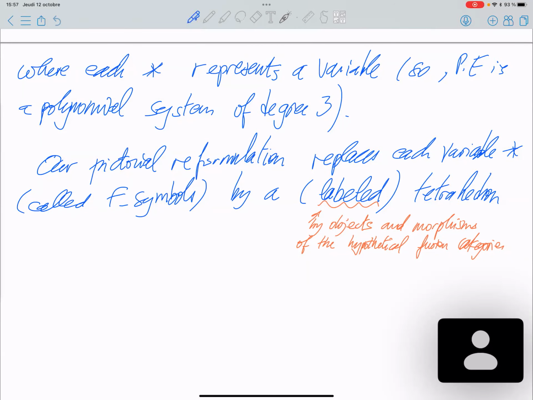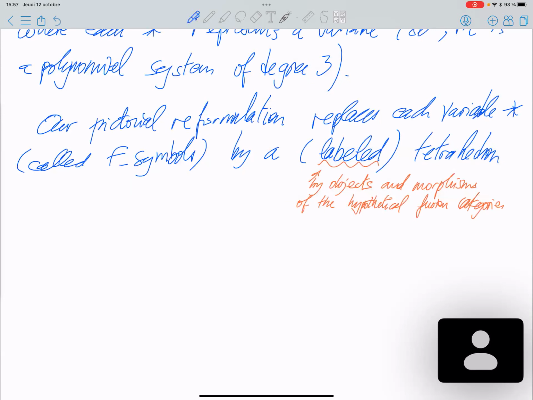So let me draw the tetrahedron. I will draw it, as I said, without label for today. So here is the tetrahedron. You can see it as a graph. There are several ways to see it. You can see it as a graph with vertices and edges.